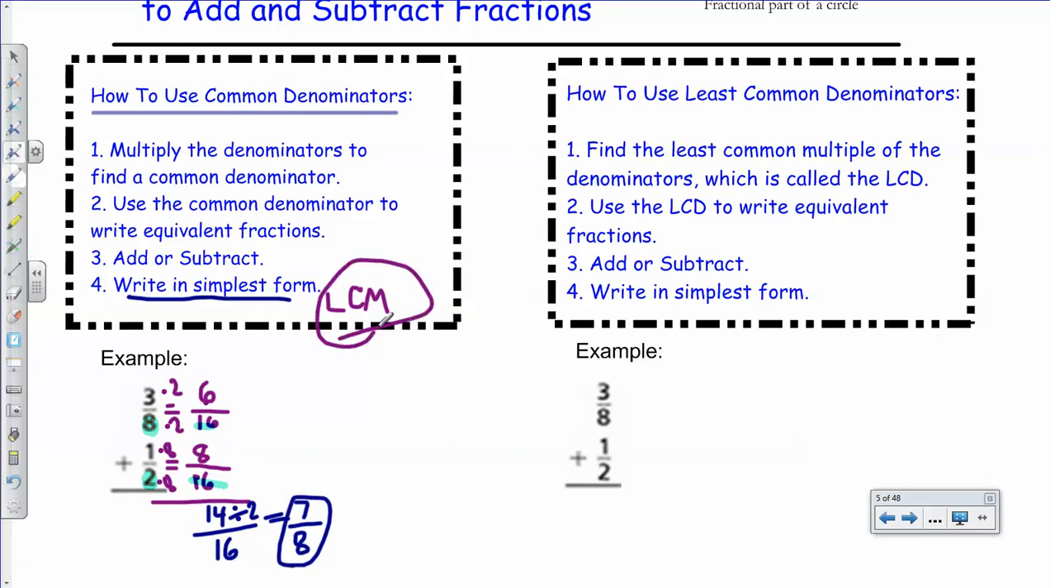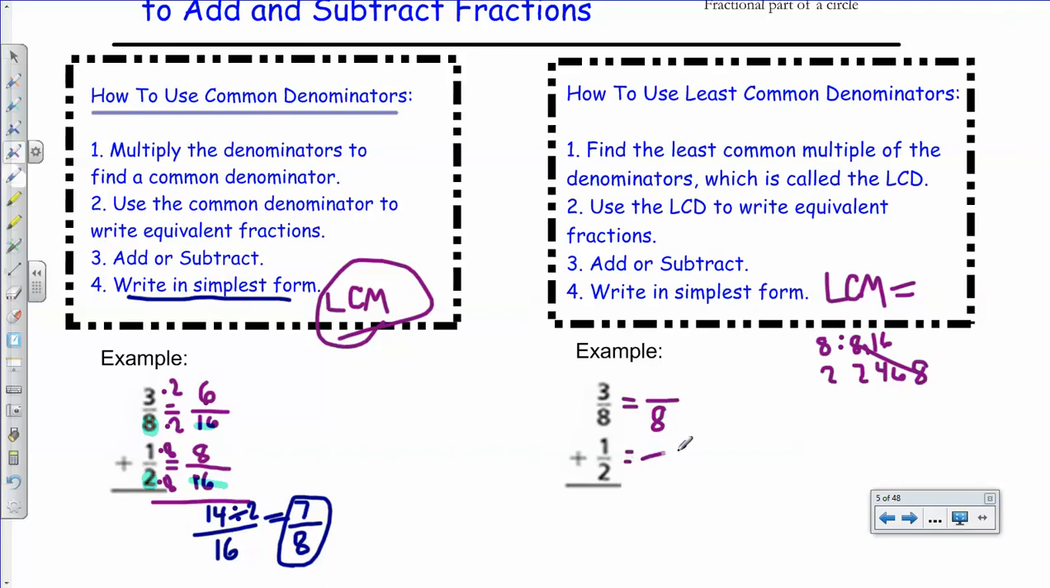Now we're going to use the least common multiple. So what's the least common multiple between 8 and 2? So remember, we can make a list. Multiples of 8 are 8, 16. Multiples of 2 are 2, 4, 6, 8. What's the smallest number in common? 8. So what's my least common multiple? 8. What's my least common denominator? You're catching on. Least common denominator is going to be 8.